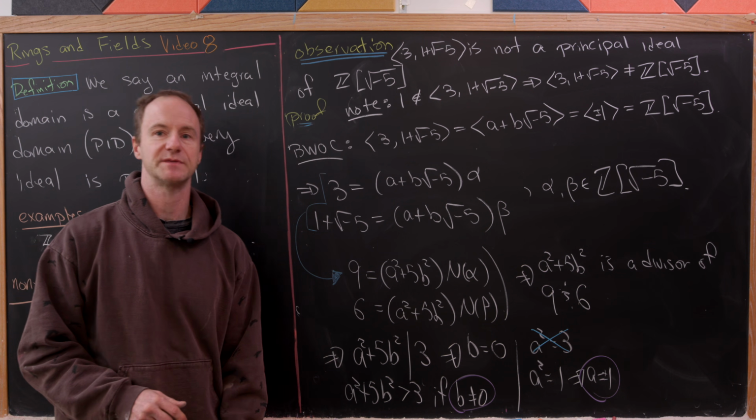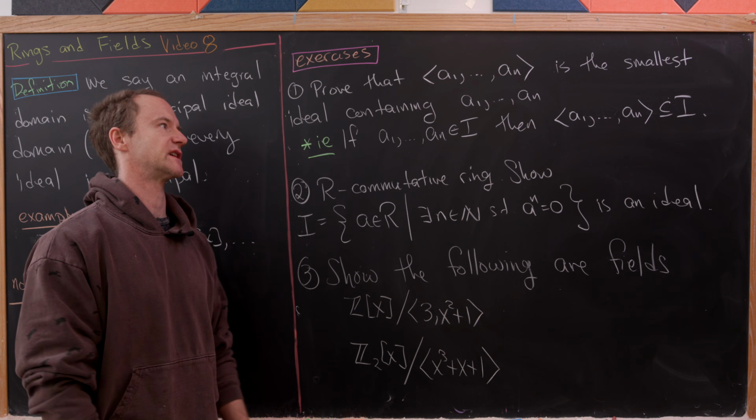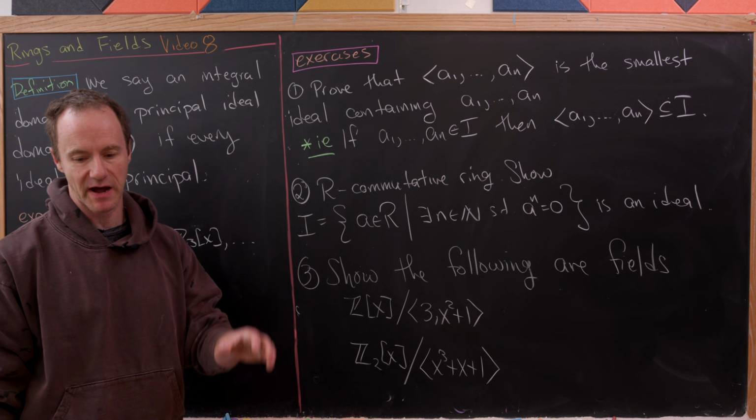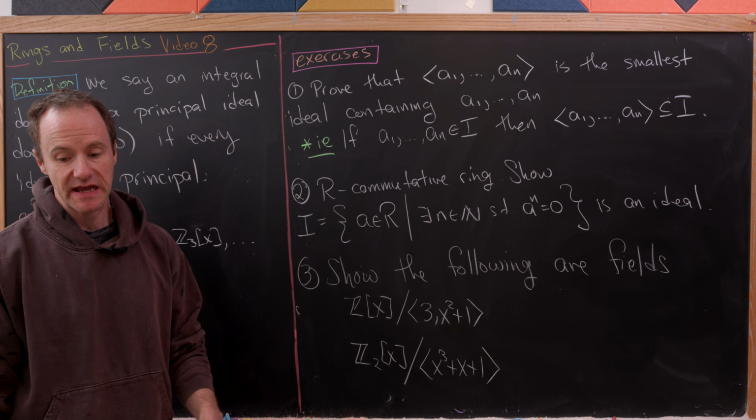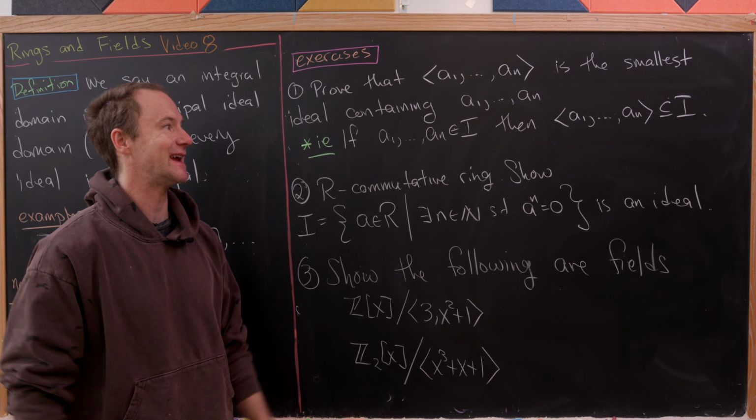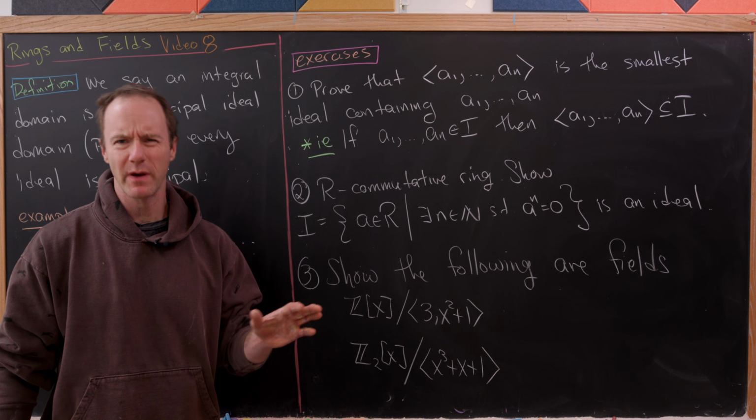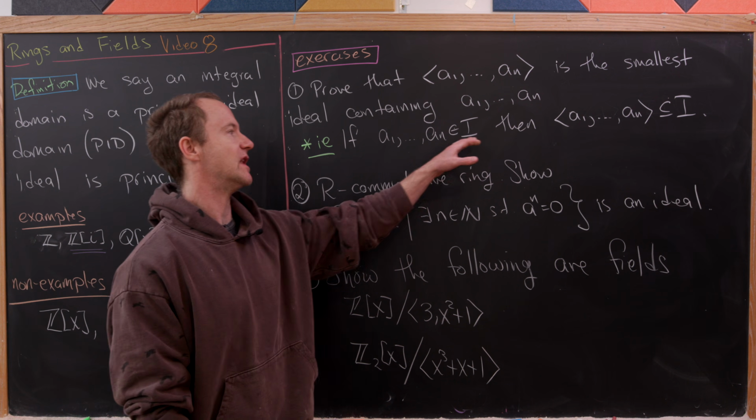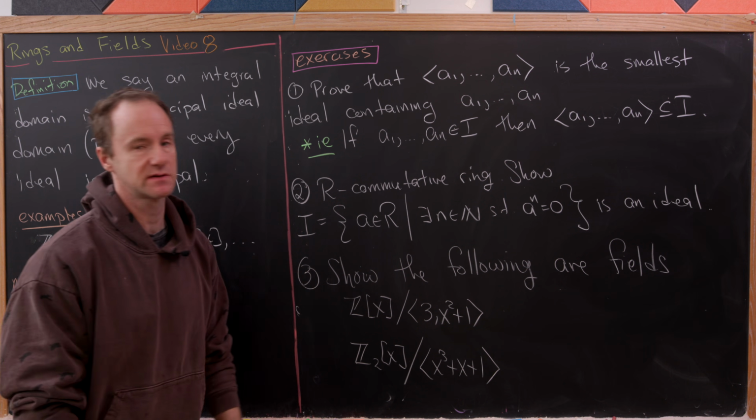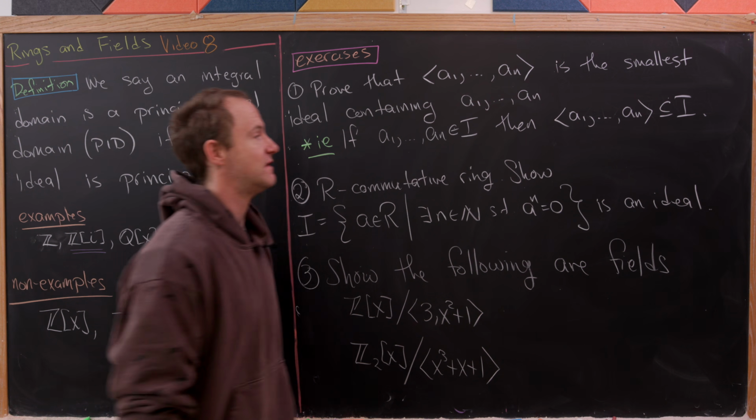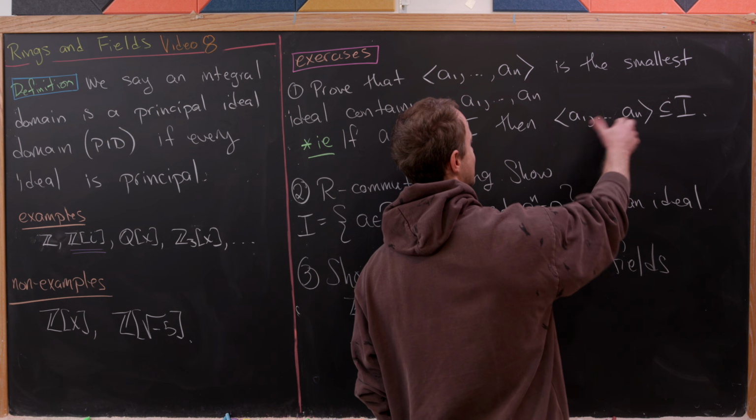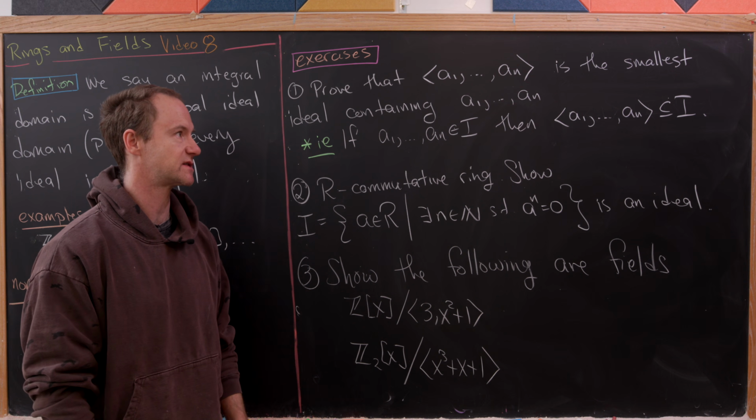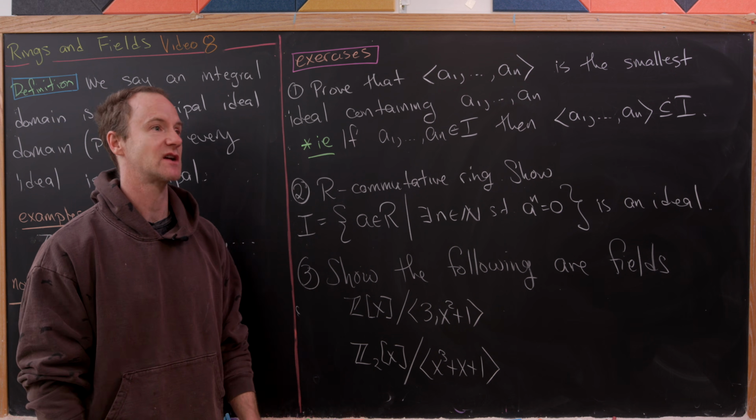Okay, so now I'm going to leave you with some exercises. All right, I've got 3 exercises for you. The first is to prove that this ideal generated by a1 up to an is the smallest ideal containing these elements. Now, what do I mean by the smallest ideal containing these elements? Well, that means if I have another ideal containing these elements, maybe we'll call it I, then the ideal generated by those elements is a sub-ideal of I. So that's generally what it means to be the smallest that does something in this context.